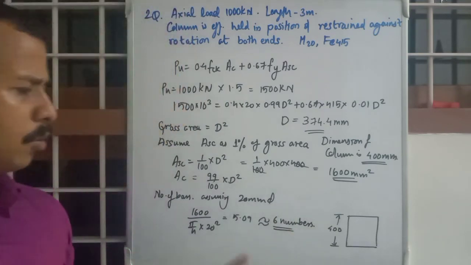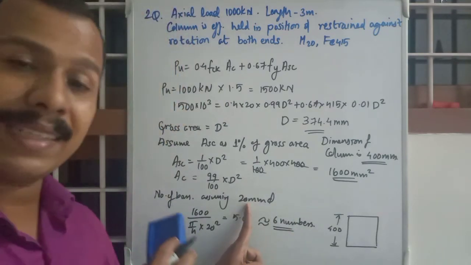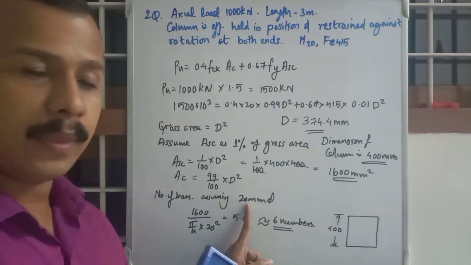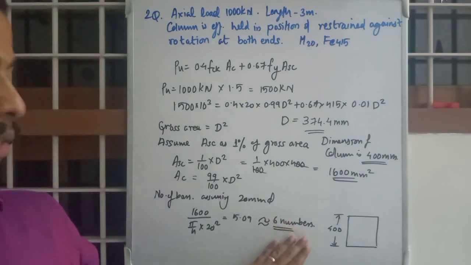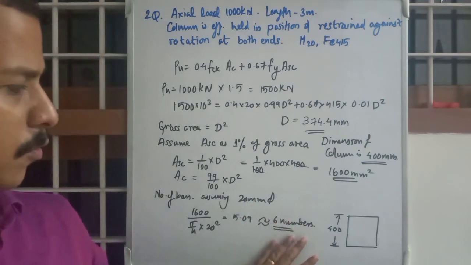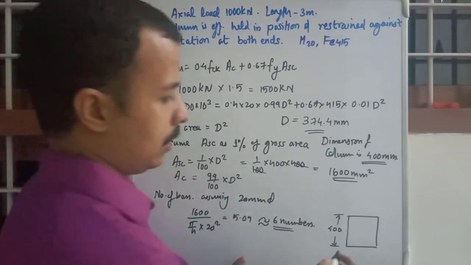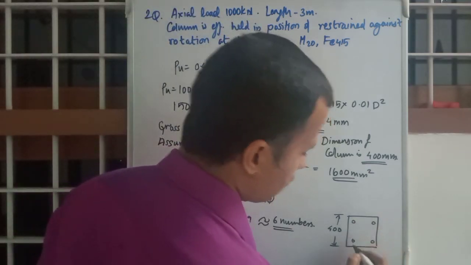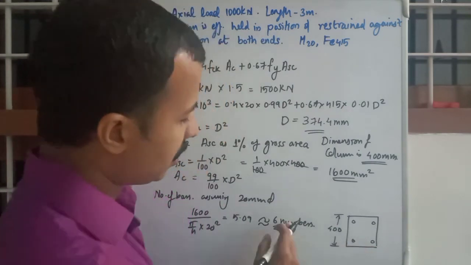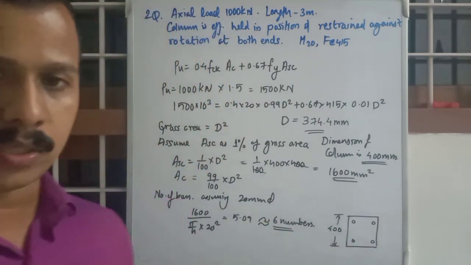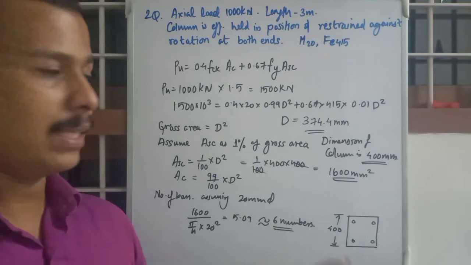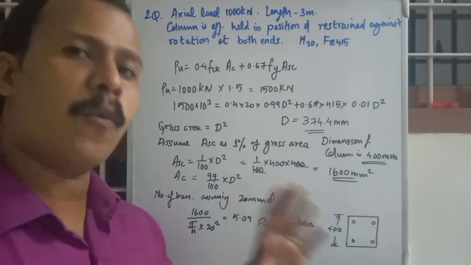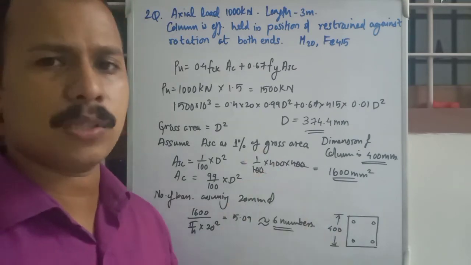Okay, so how do we select or assume this diameter of longitudinal bar? That is based on this number. For a square column, 4 is easier, always comfortable, and 6 is okay. We can handle 6. For a rectangle also, 6 is advised or 4 is okay. 4 or 6 is advised.